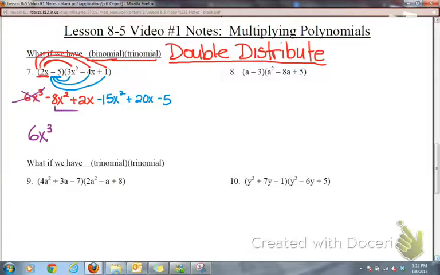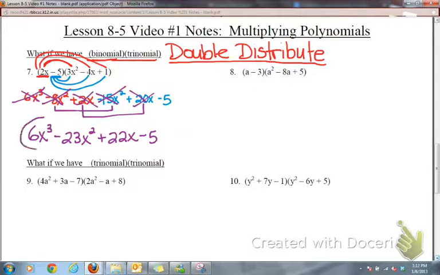Can't combine it with anything. There are a couple x squareds to put together. This is a negative 8x squared and then minus 15x squared. That is a negative 23x squared. Those are done. I might cross them out so that I don't look at them again and they don't confuse me. Then you have some x's you can put together. This is a positive 2x plus 20x. So that's plus 22x. Those are done. And finally you have a minus 5, and there's no other numbers to put it with. So that's just a minus 5 at the end. So there is our final answer.